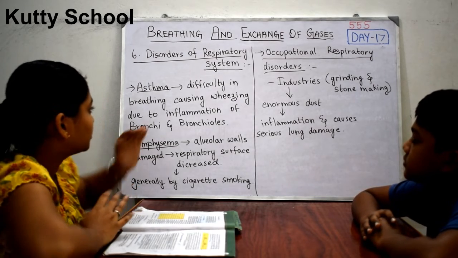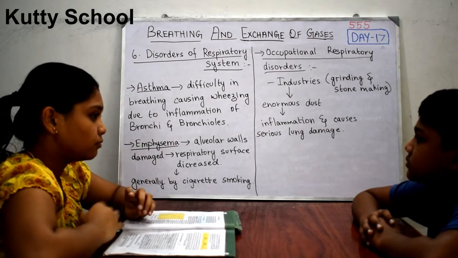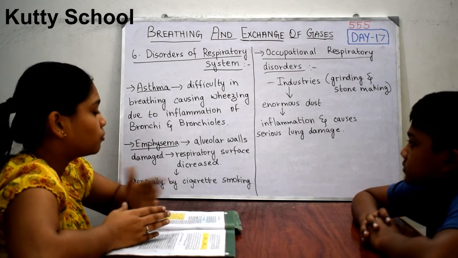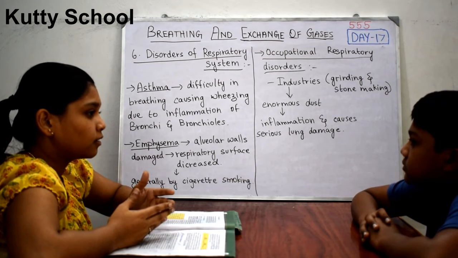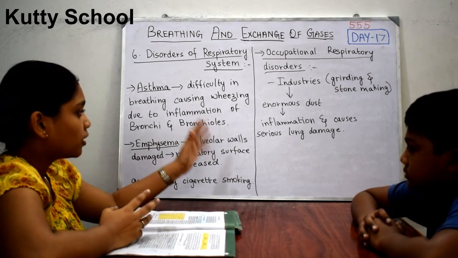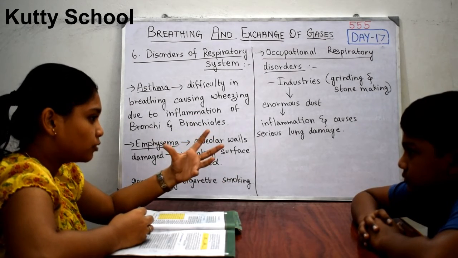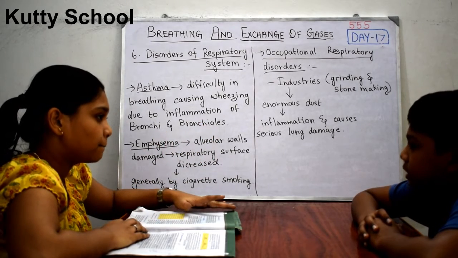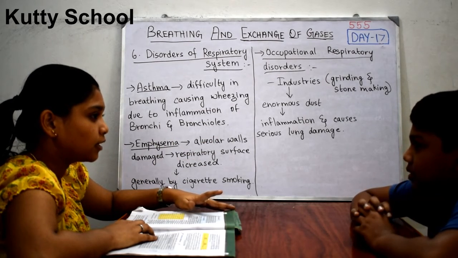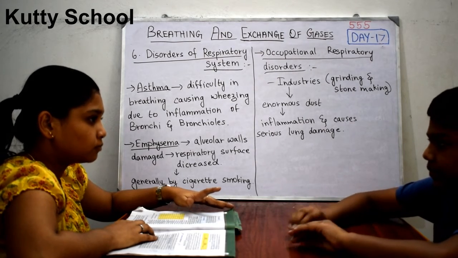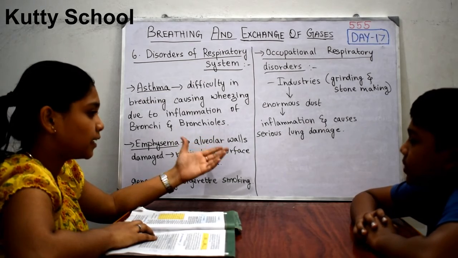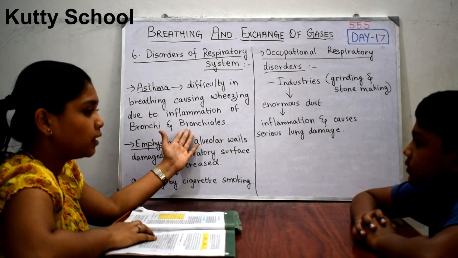Asthma is nothing but difficulty in breathing, which causes wheezing. Wheezing is a process where air moves from the nasal chamber to outside. Due to inflammation of the bronchi and bronchioles, this wheezing is caused. What are bronchi and bronchioles? We studied them at the start: the trachea divides to form primary bronchi, secondary and tertiary bronchi, and at last bronchioles, which hold the alveoli.